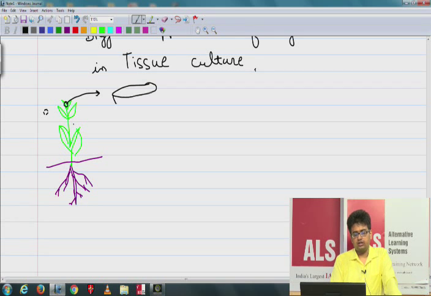Do you know what agar-agar solution is? Agar-agar solution, do you know, students? What is agar-agar solution? It comes from red alga, sorry, red alga.